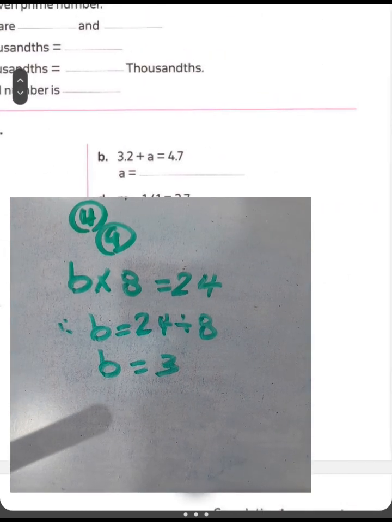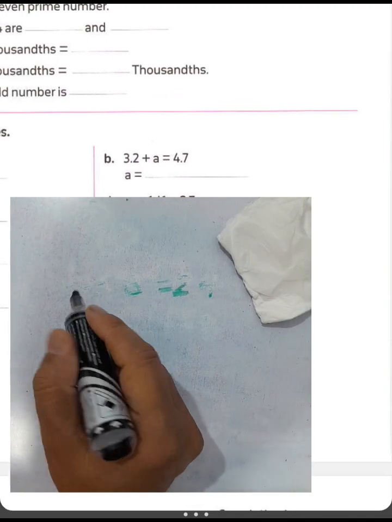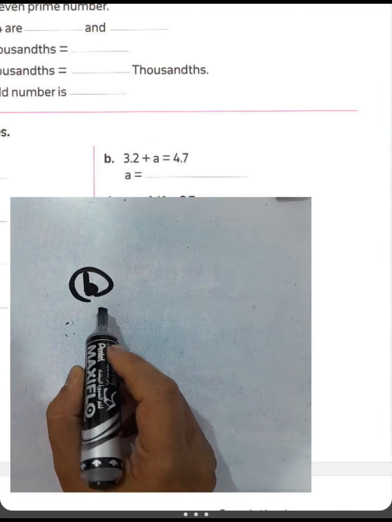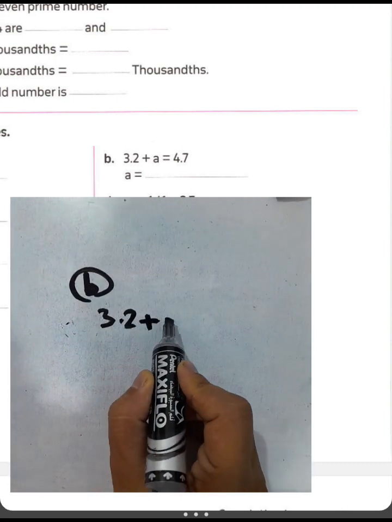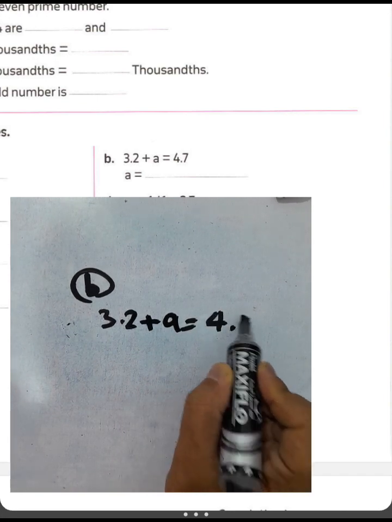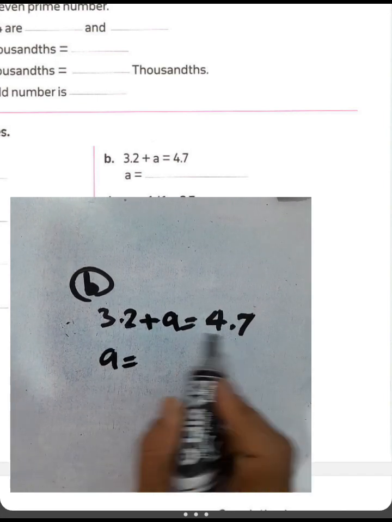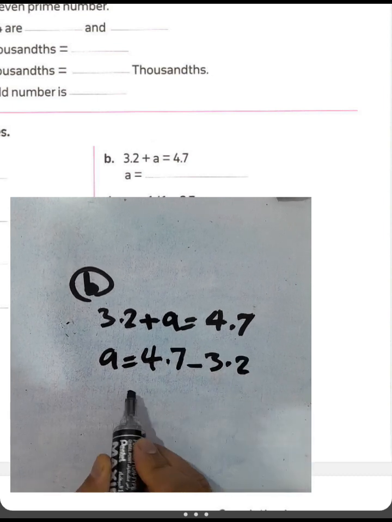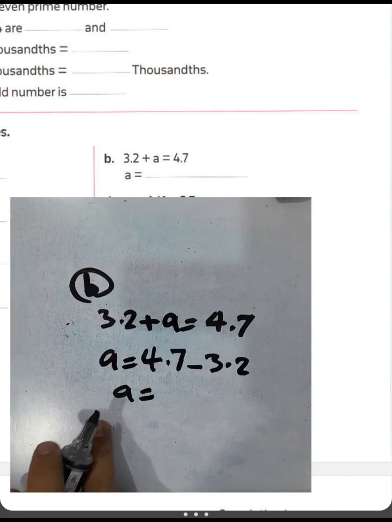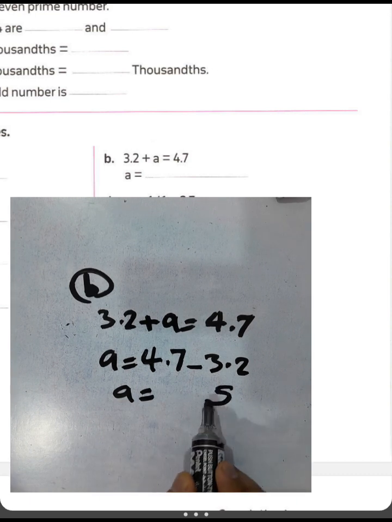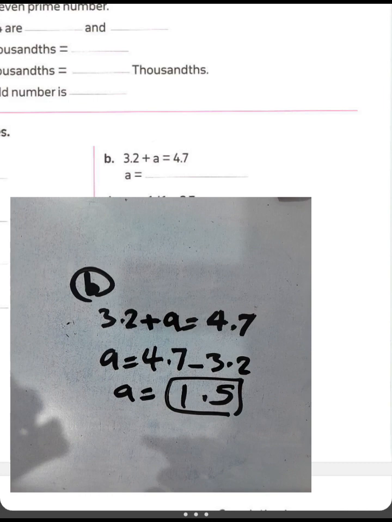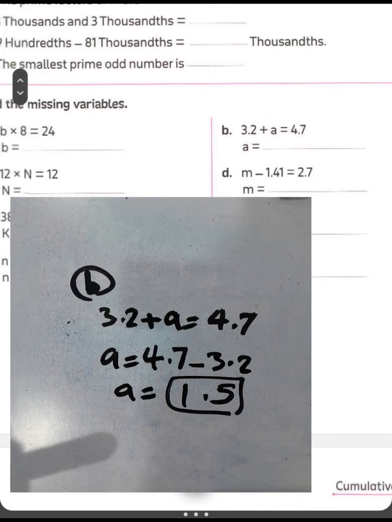Question letter B. 3.2. Look at the question here. Letter B. 3.2 plus A equals 4.7. To find the unknown here, we must find the difference between them. 4.7 subtract by 3.2, then the value will be what? 7 minus 2 equals 5, and 4 minus 3 equals 1. And the value here of unknown variable A equals 1.5.